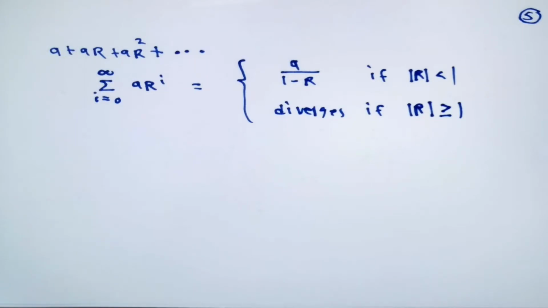So the infinite series, the sum i equals 0 to infinity, a times r to the i power, converges to a over 1 minus r if the absolute value of r is less than 1, and diverges otherwise. In a certain sense, then, we now know everything there is to know about this kind of series. Let's look at an example or two.